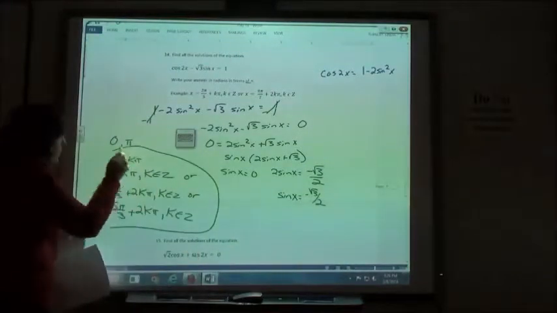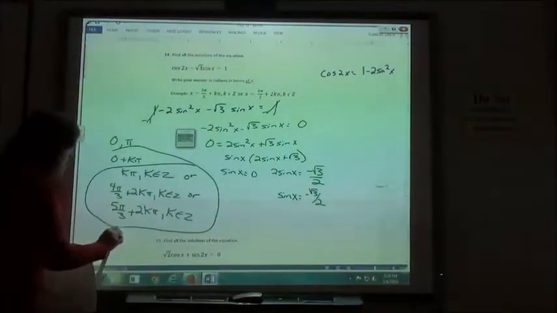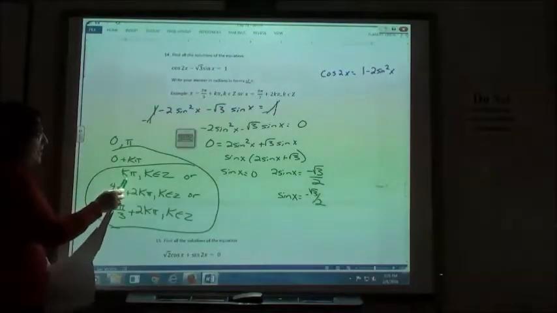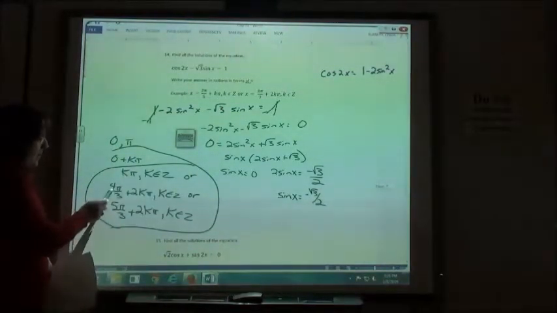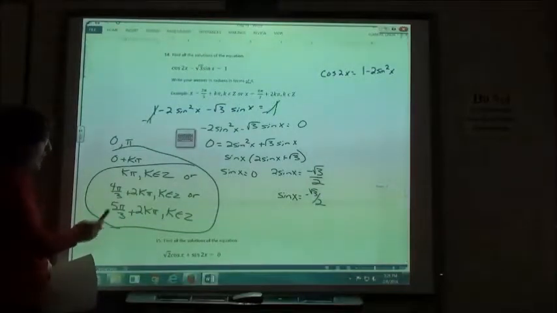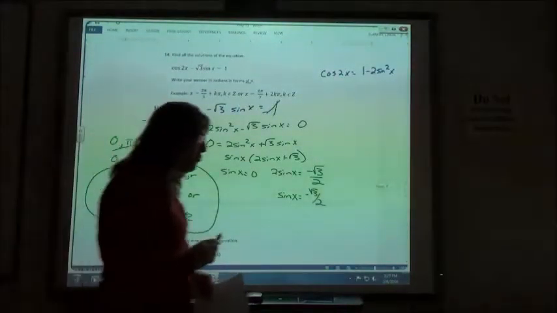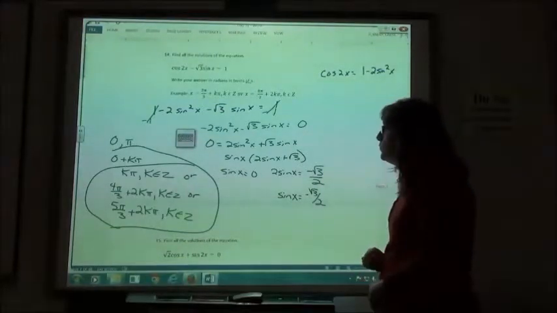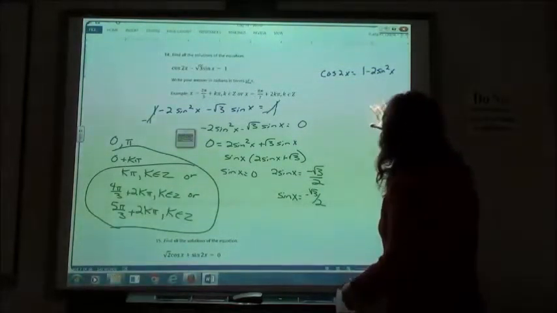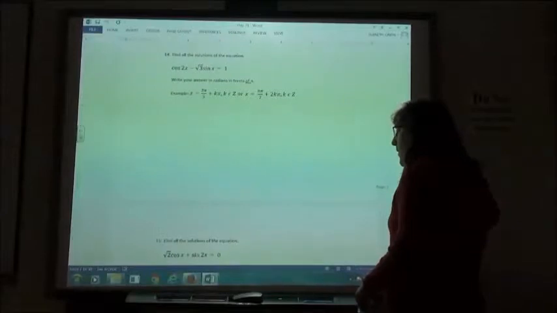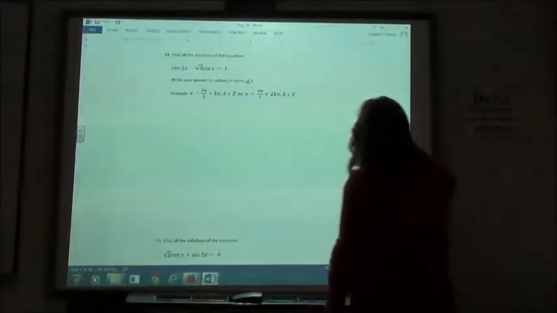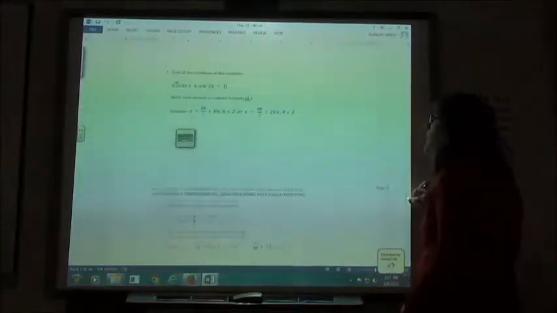So we can come, oops, not quite that far up. We can combine our first two answers, the 0 and pi, into just k pi. And then we have our 4 pi over 3 plus 2k pi and 5 pi over 3 plus 2k pi. Oh, got my pen in my hand. Doesn't want to move the board that way.